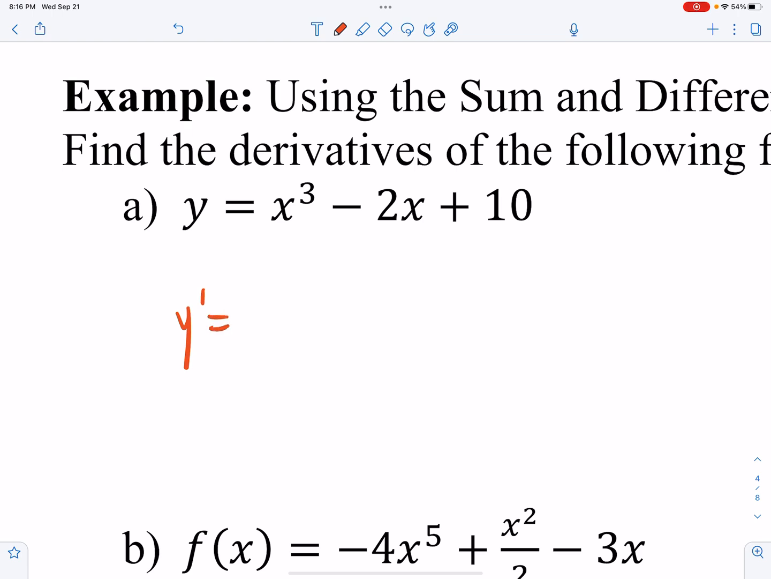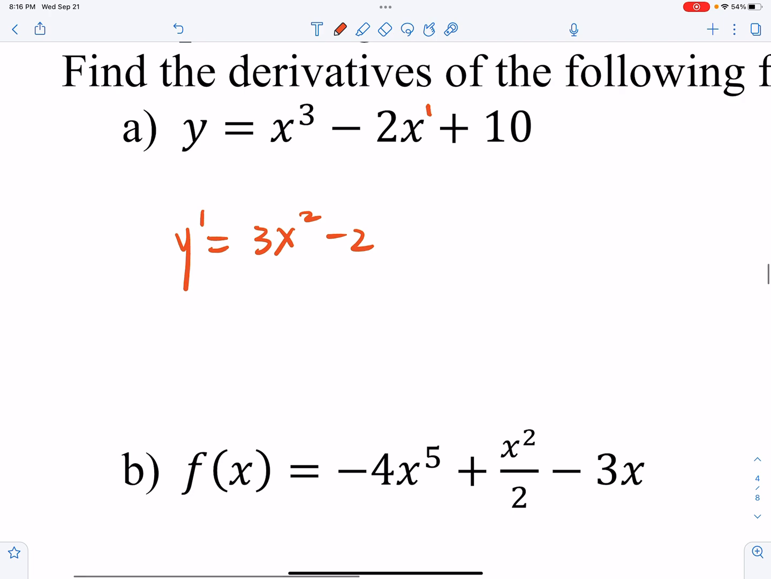So y prime here, thinking about the derivative of x cubed, would be 3x squared. The derivative of negative 2x, remember, x is raised to an exponent of 1. So when we take the derivative, that would be negative 2, and then think of it as x to the 0th power when you subtract 1 from the exponent, which would just be 1. That's why you don't have to write it. And then the derivative of a constant, 10, is just 0. So the derivative y prime is 3x squared minus 2.